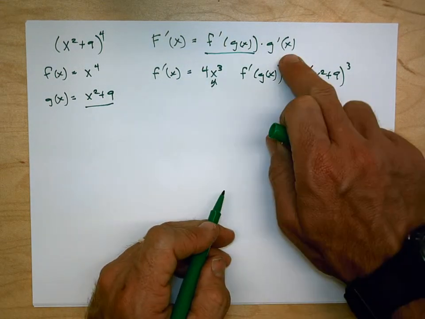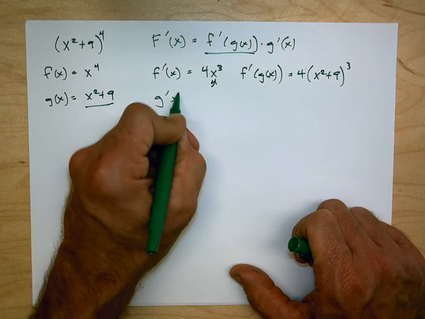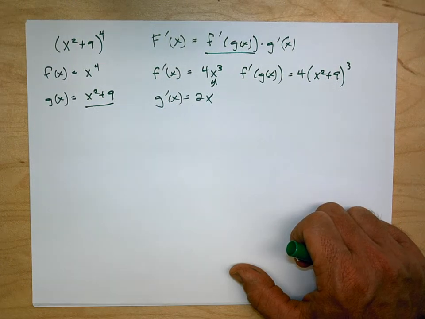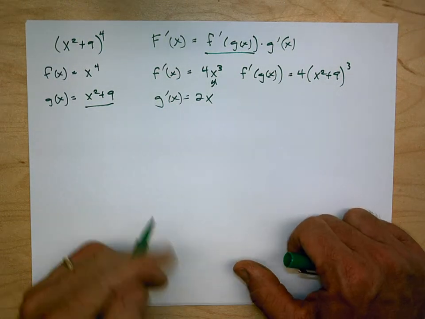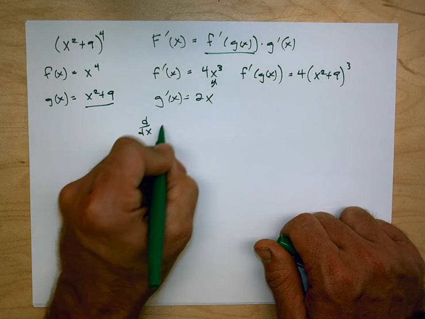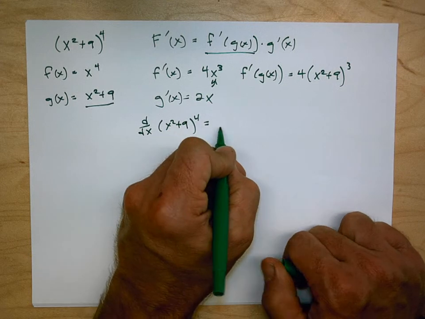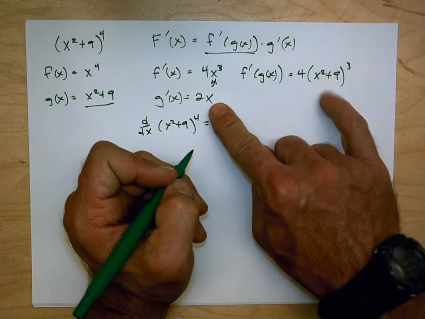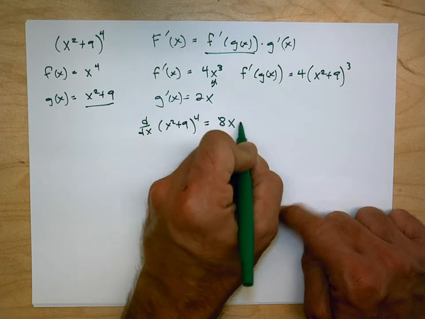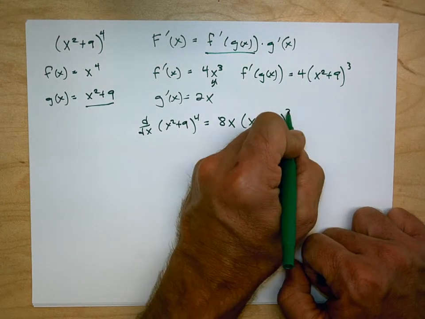Now we need g prime, but g prime is pretty simple to compute at this point. It's just going to be 2x. The derivative of x squared is 2x, and the derivative of 9 is 0. So then the derivative with respect to x of x squared plus 9 to the fourth is this times this. If I simplify, 4 times 2x, that's 8x times x squared plus 9 cubed.